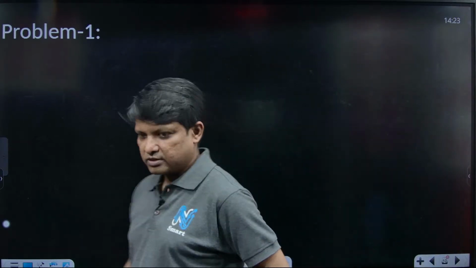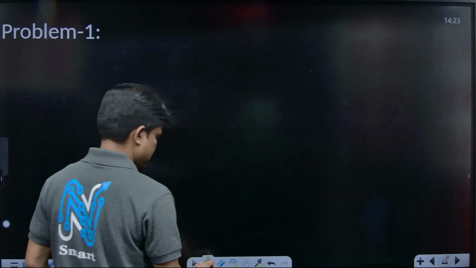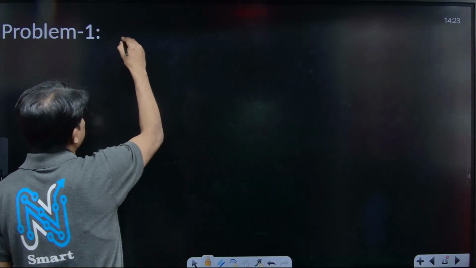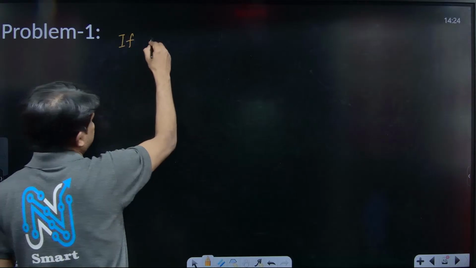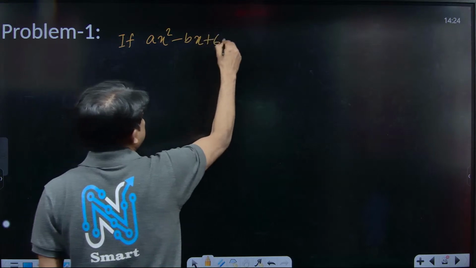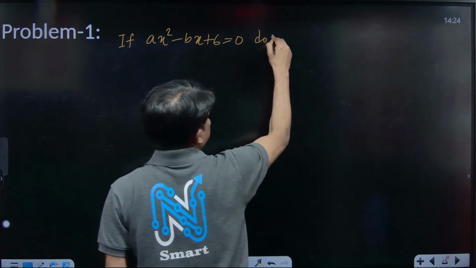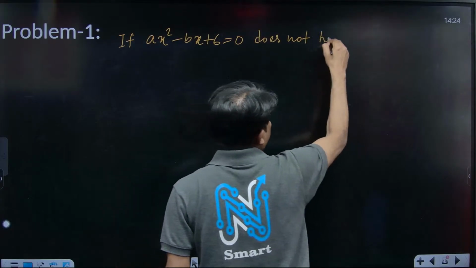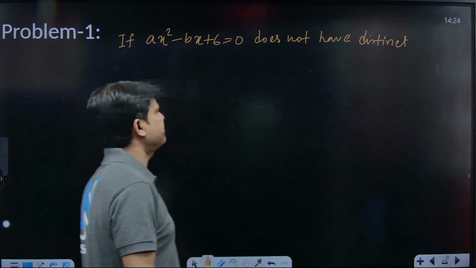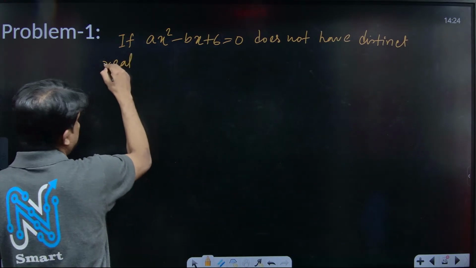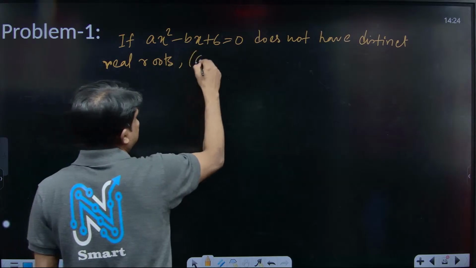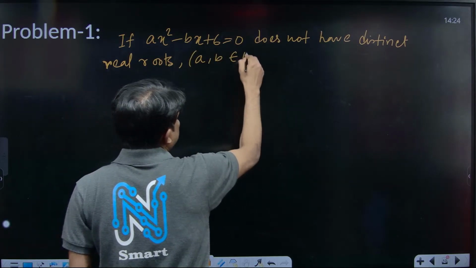Problem 1, just take one example. If ax square minus bx plus 6 equal to 0 does not have distinct real roots, where a and b belong to real, a and b are given real.